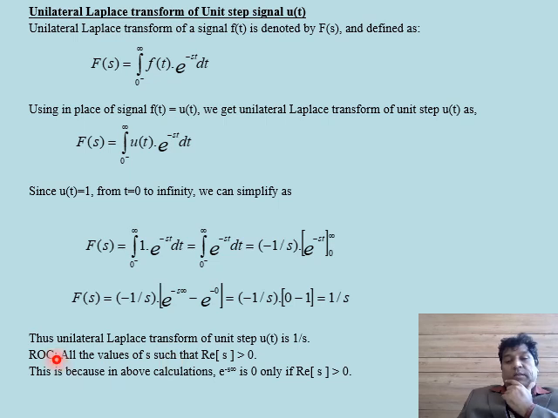Now what is the ROC? The ROC is the range of values such that real part of s is greater than 0. Why? Because if you see this integral here, once you substitute this infinity, this number is e power minus s into infinity. We have taken this number as 0, but that will be 0 only for positive values of s. Therefore, we are taking the real part of s to be positive, which is greater than 0. That's all.